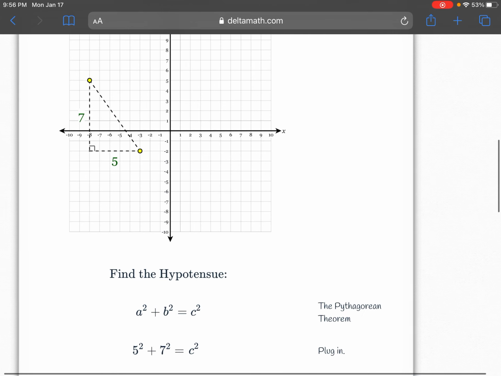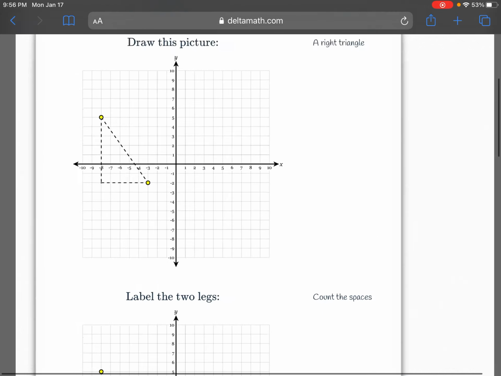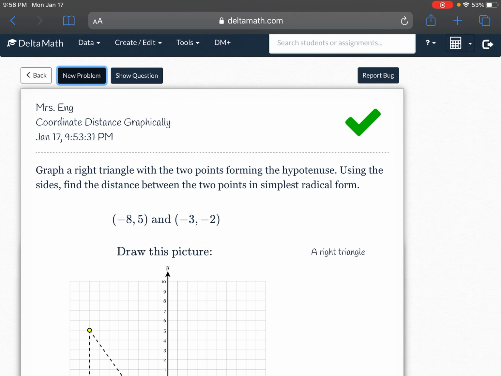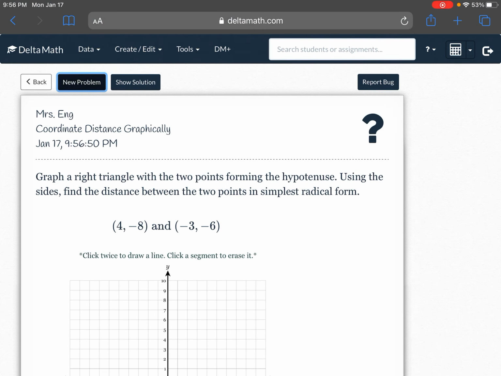So you're going to do that. There's 5 examples for this. Let's do one more problem. One more problem, new problem.